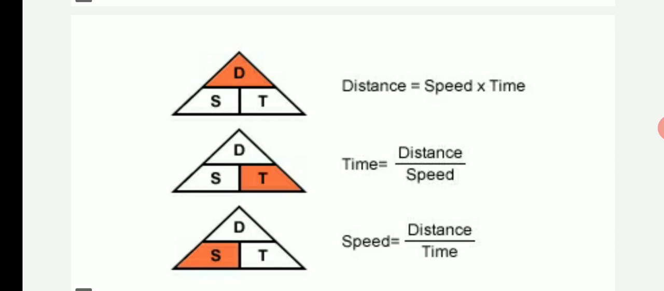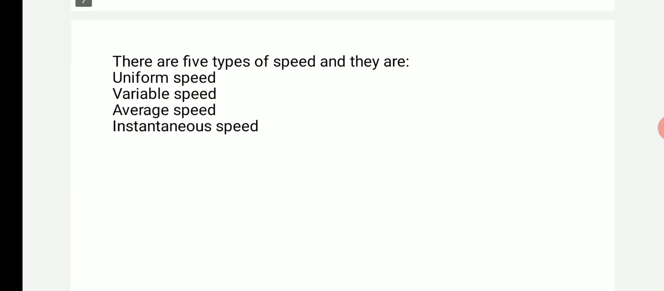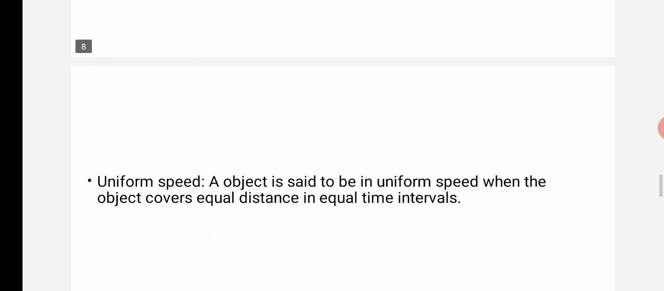Here we go with the triangle formula for speed. Distance is equal to speed times time. Time is equal to distance by speed. Speed is equal to distance by time. There are 4 types of speed. The first one is uniform speed, the second is variable speed, the third is average speed, and the fourth is instantaneous speed. Let's go into these details.